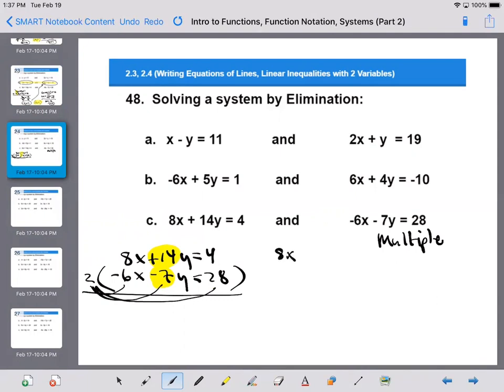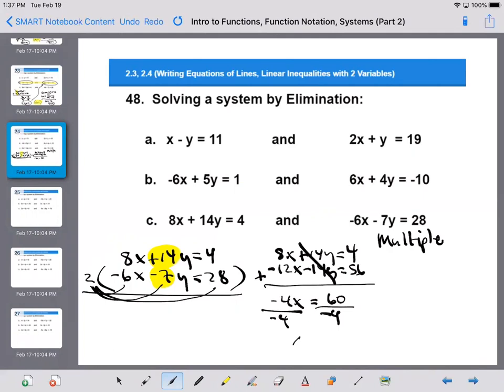So 8x plus 14y equal 4, -12x minus 14y equals 28 and 28, what's that, 56? So I add these together, I lose the y's, I get -4x is equal to 4 and 56, that's 60. So divide both by -4, and that should be, what, -15?